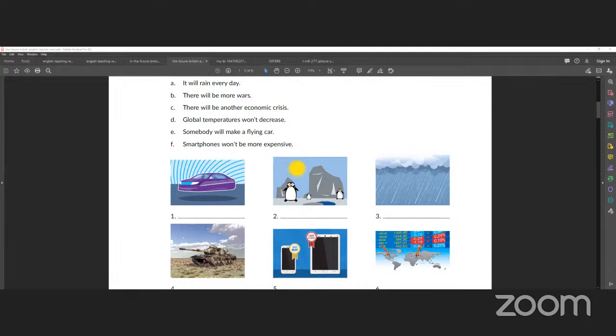Melanie, please, number 5. Smartphones won't be more expensive. Correct. And the last one, Natalia, help me with the number 6. There will be another economic crisis. Thank you. Yeah, that's it.